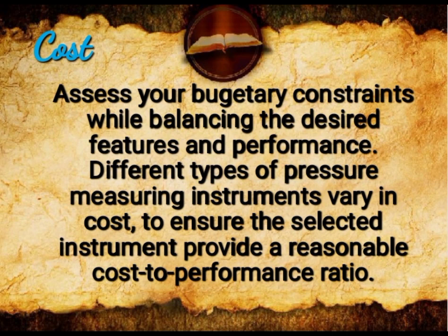And the last one is the cost. Assess your budgetary constraints while balancing the desired features and performance. Different types of pressure measuring instruments vary in cost. To ensure the selected instrument provides a reasonable cost to performance ratio. So, considering the cost in selecting pressure measuring instruments allows for finding a balance between budget constraints and the desired level of accuracy and functionality.